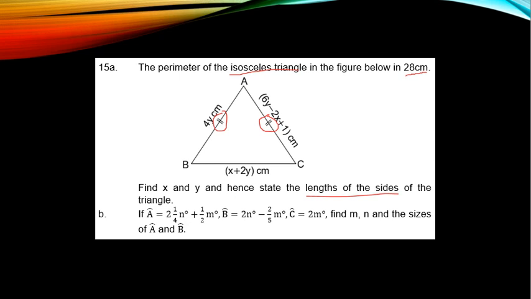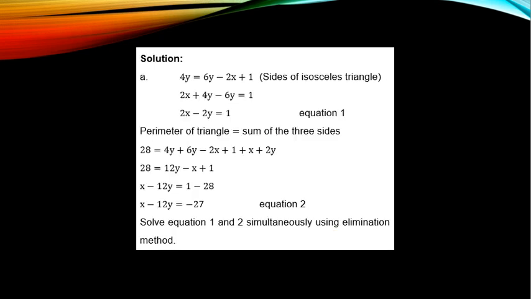Then you solve for s and y, because to solve for s and y, you must have two equations. That is the concept of simultaneous linear equations: solving a pair of equations with two unknown variables simultaneously. So you equate the sides that are equal because of the type of triangle you are considering.